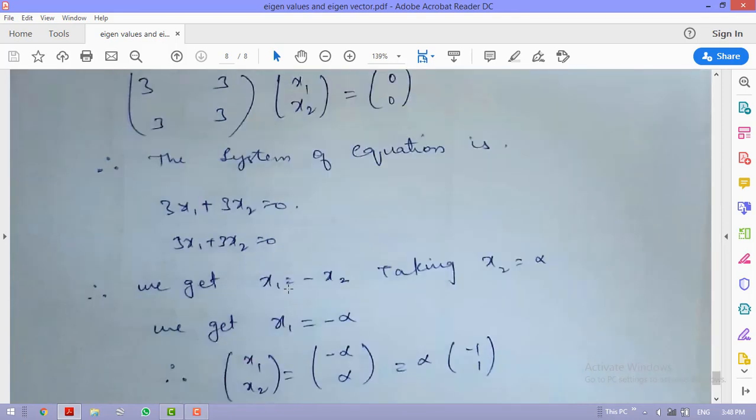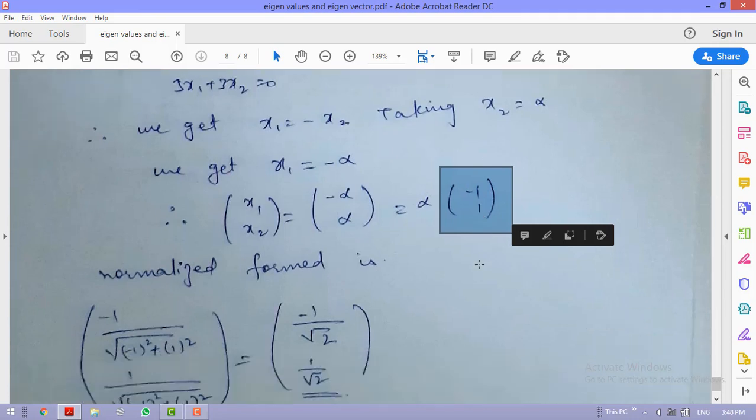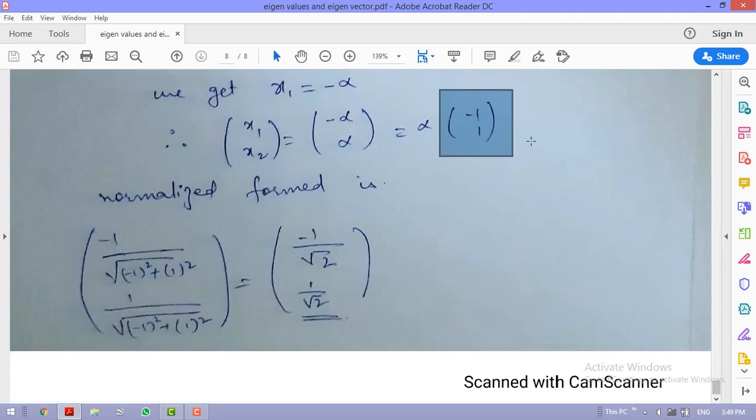By solving these two equations, we get x1 equals minus x2, where I took x2 equal to alpha. You can take x1 equal to alpha. If I take x2 equal to alpha, then automatically x1 becomes minus alpha. Substituting, I got the final vector as minus 1, 1. Now I am normalizing this vector.